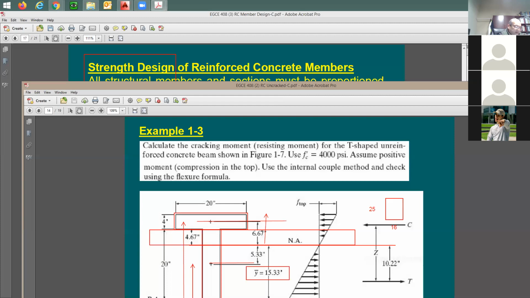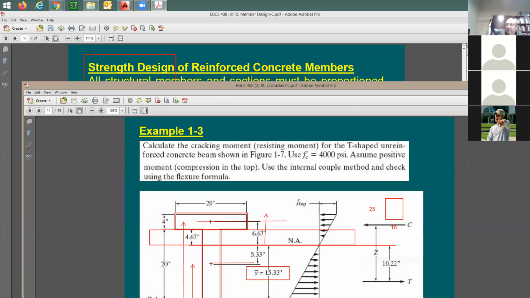I've just said it like a couple of minutes ago. What's the purpose of doing this analysis for the cracking moment? Isn't it for how it performs? How it performs, like the bending. So to study the performance of the beam.